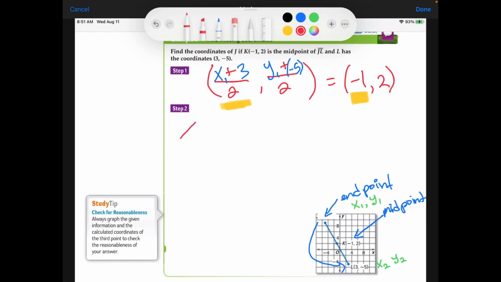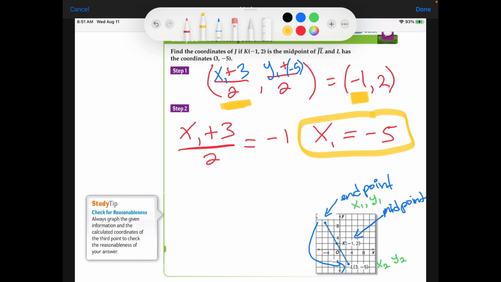I can say that x1 plus 3 over 2 should equal my x value for my midpoint, which is a -1. From here, we can solve for x, and I'm not going to go through the process of solving for x, but we know that this should give me x1 should be -5. And so this is one of my coordinates.